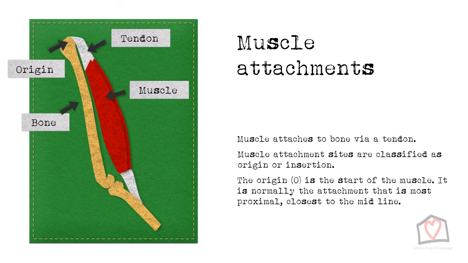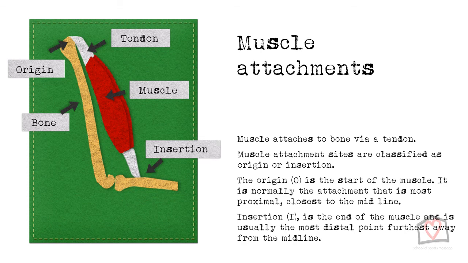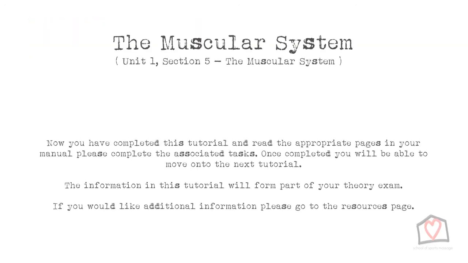Biceps brachii, bi, two heads. The insertion, often written as I, is the end of the muscle and is usually the most distal point, furthest away from the midline. This moves closer to the origin in movement. Getting to know the origins and insertions will help you to better pinpoint the muscles and decide which muscle may be causing the problem.